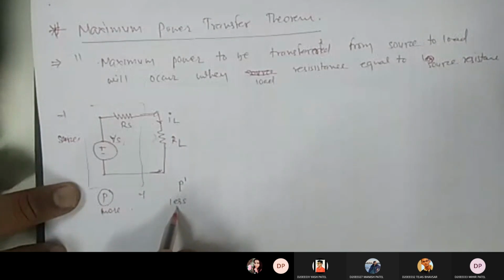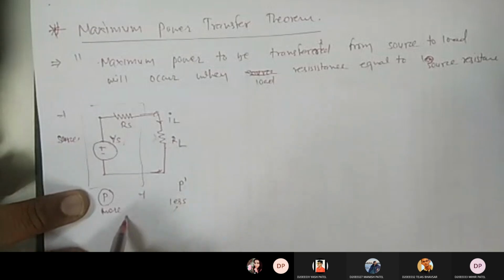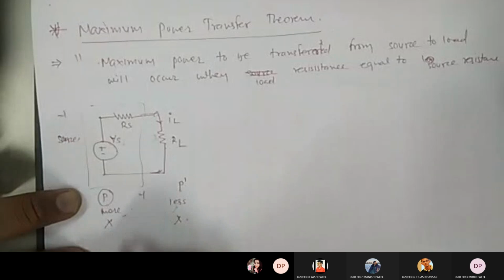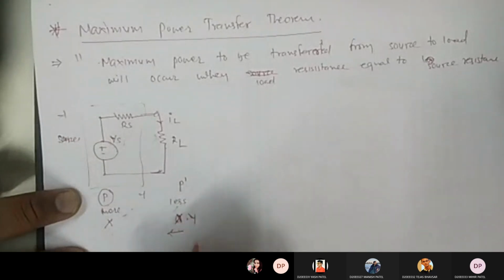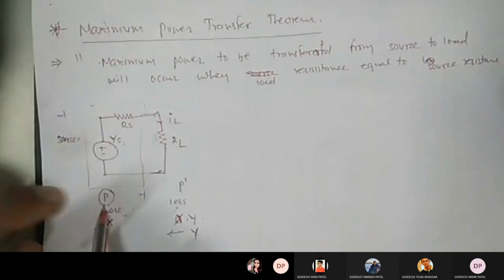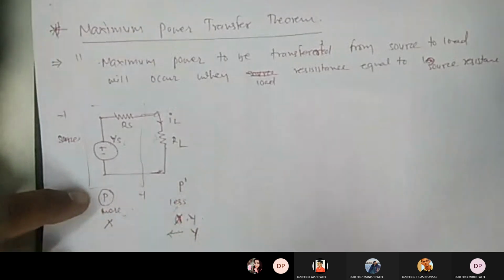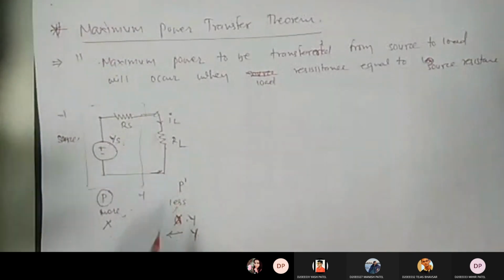Our try is what? We need to get P dash not less but nearer to P. Suppose it is y, then we will try to put this y near to x. Suppose this is 100 watts and this is 96 watts. We will have to try to take that from 96 toward 97. 100 will never happen, but we will try to do it in a maximum way. So how can we do this? With the help of the maximum power transfer theorem.